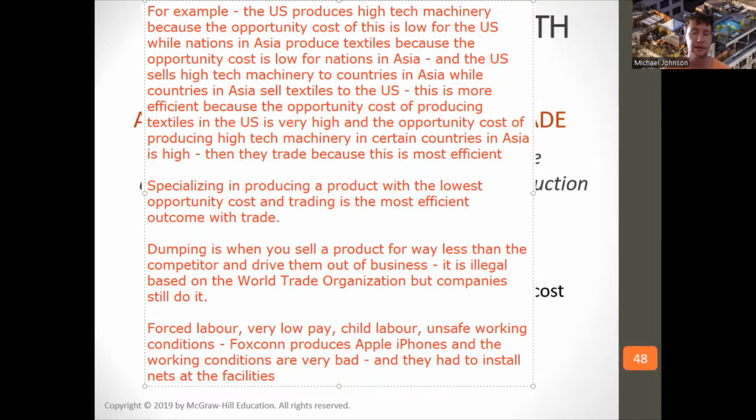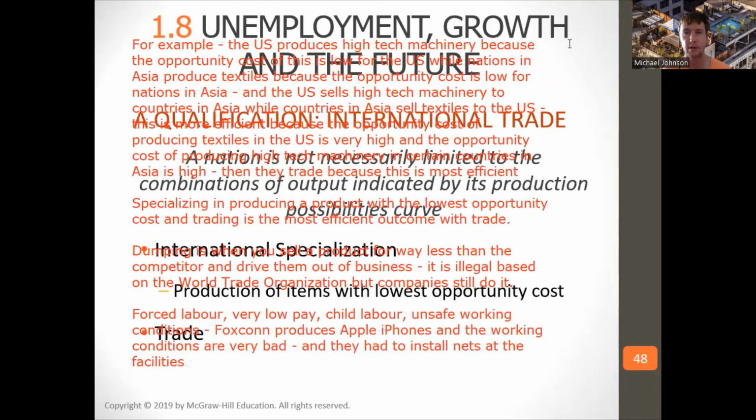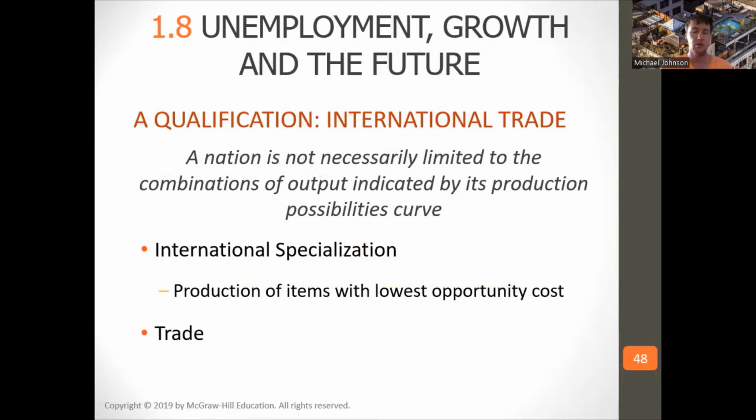So in theory, specialization in trade is a good thing, but the problem is there are a lot of issues with the working conditions in these countries that produce textiles and a lot of the products that the U.S. trades for. Those issues are not looked at enough. Lowest opportunity cost trade is great in theory, but it's a lot more complicated because the working conditions are so bad in other countries.